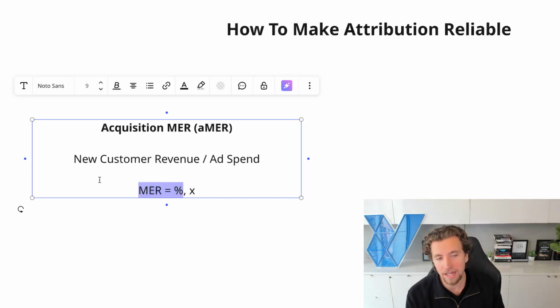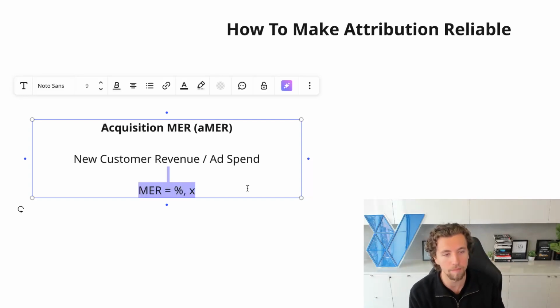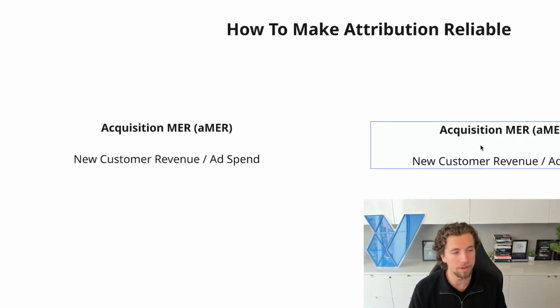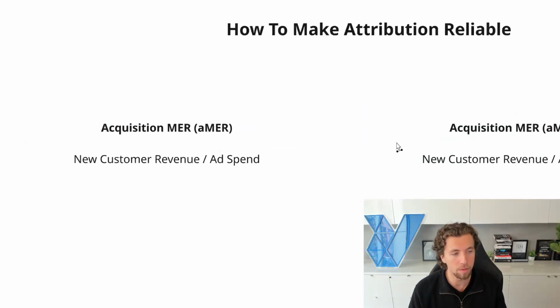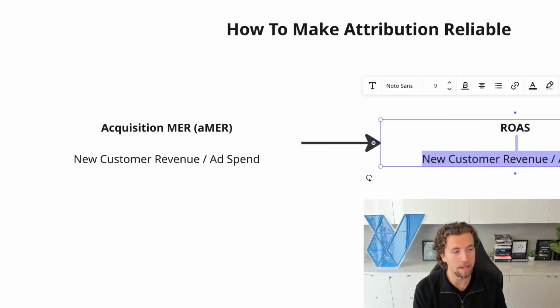And so if you're in finance, go use percentage all you want. If you're in marketing, I'd probably recommend swinging towards the integer calculation just because it's easier to conceptualize at an individual ad and campaign level. And that'll make sense in a moment. So we've got acquisition MER. What we want is we want this to directly relate. We want a direct one-to-one correlation with ROAS in platform.